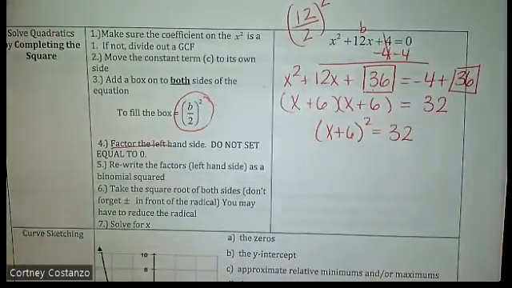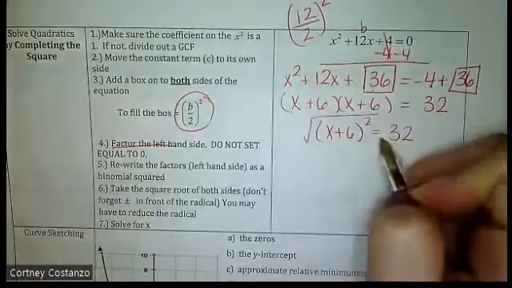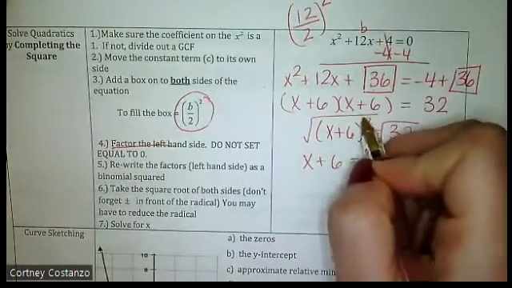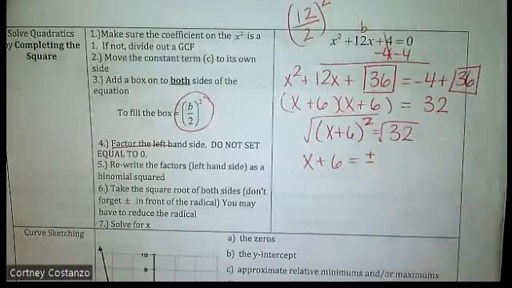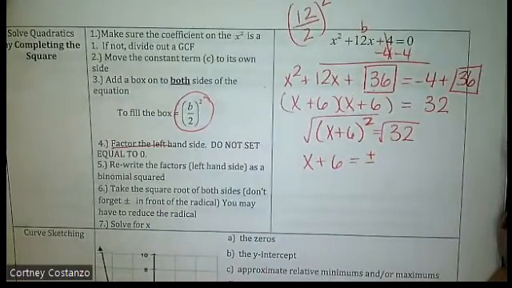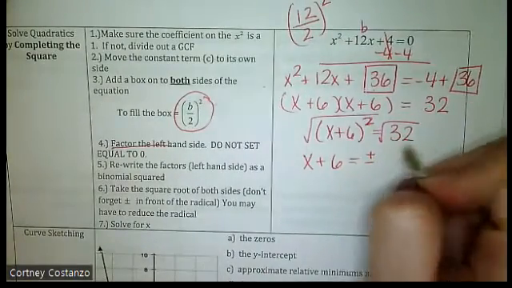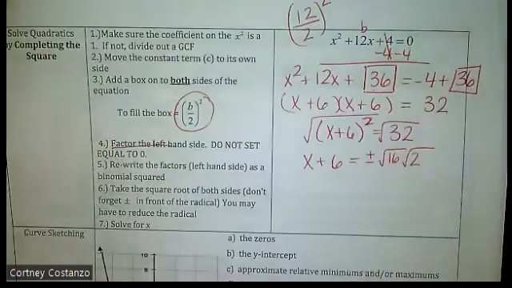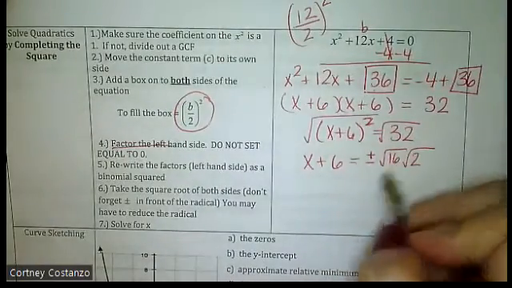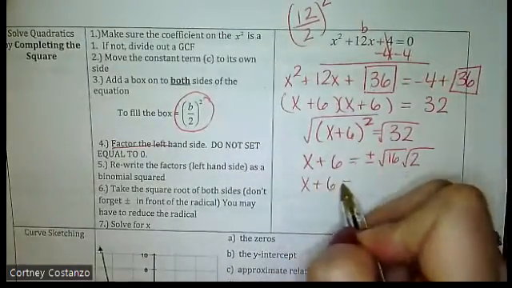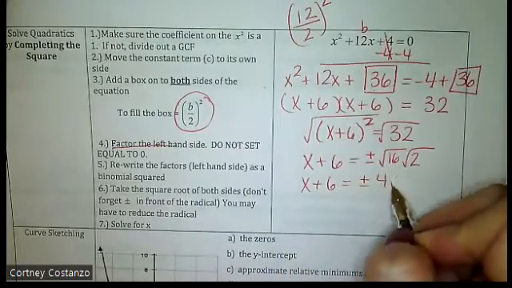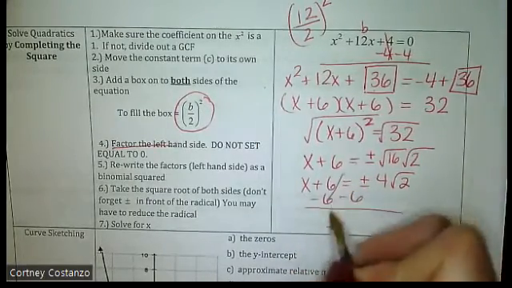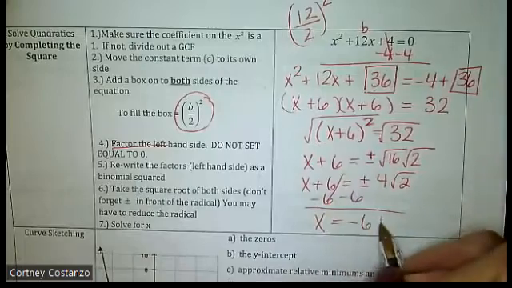From here, if I'm trying to solve for x, I square root both sides. Don't forget your plus or minus, because when you square root something squared, it creates two answers, plus or minus. Square root of 32 is not a perfect square, so I have to break it apart. 16 times 2 is the biggest perfect square that goes into it. Square root of 16 is 4. And our last move would be to shift the 6 so that you can solve for x and isolate the variable.